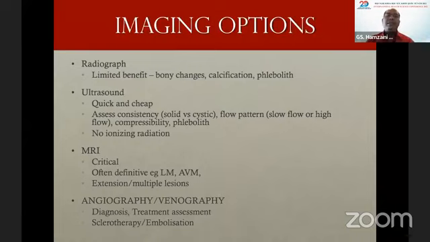What about imaging options? What are the imaging options that we can do? Number one, radiograph. Radiographs are very limited because they can only show bone changes, calcification, and phleboliths if there are any. If there are none, then they will not show any changes. Okay, I may need to ask, can you hear me clearly, or is there some technical problem?